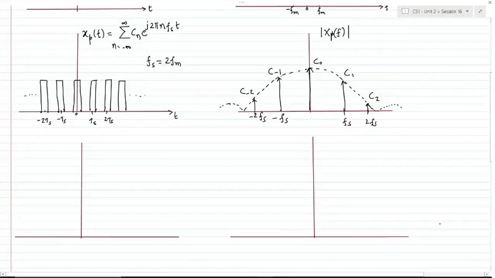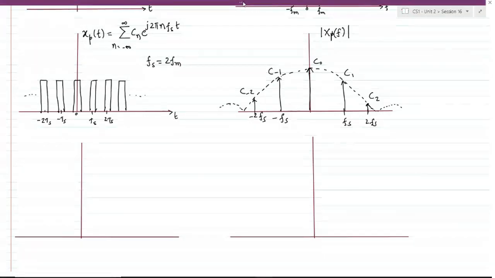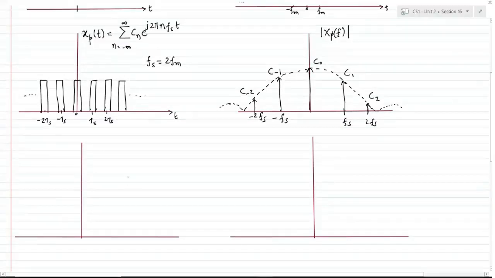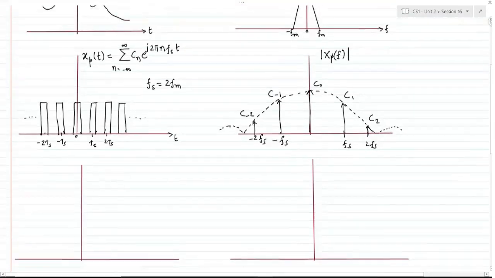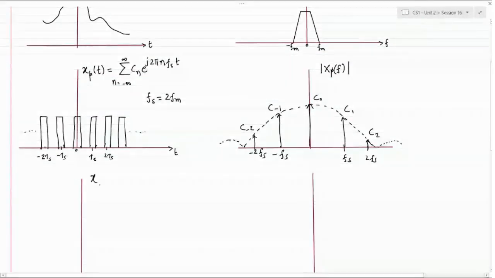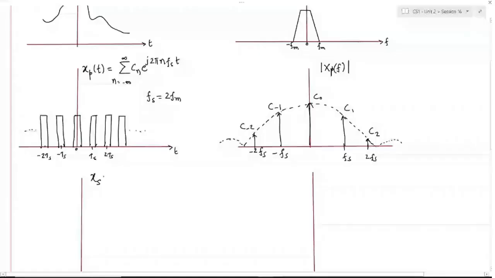Okay, so if I try to draw this, then how does it look at this sample at t is equal to 0? So okay, when you multiply, this is your xs of t now. This xs of t is the multiplication of x of t and xp of t. Now you are multiplying these two signals.